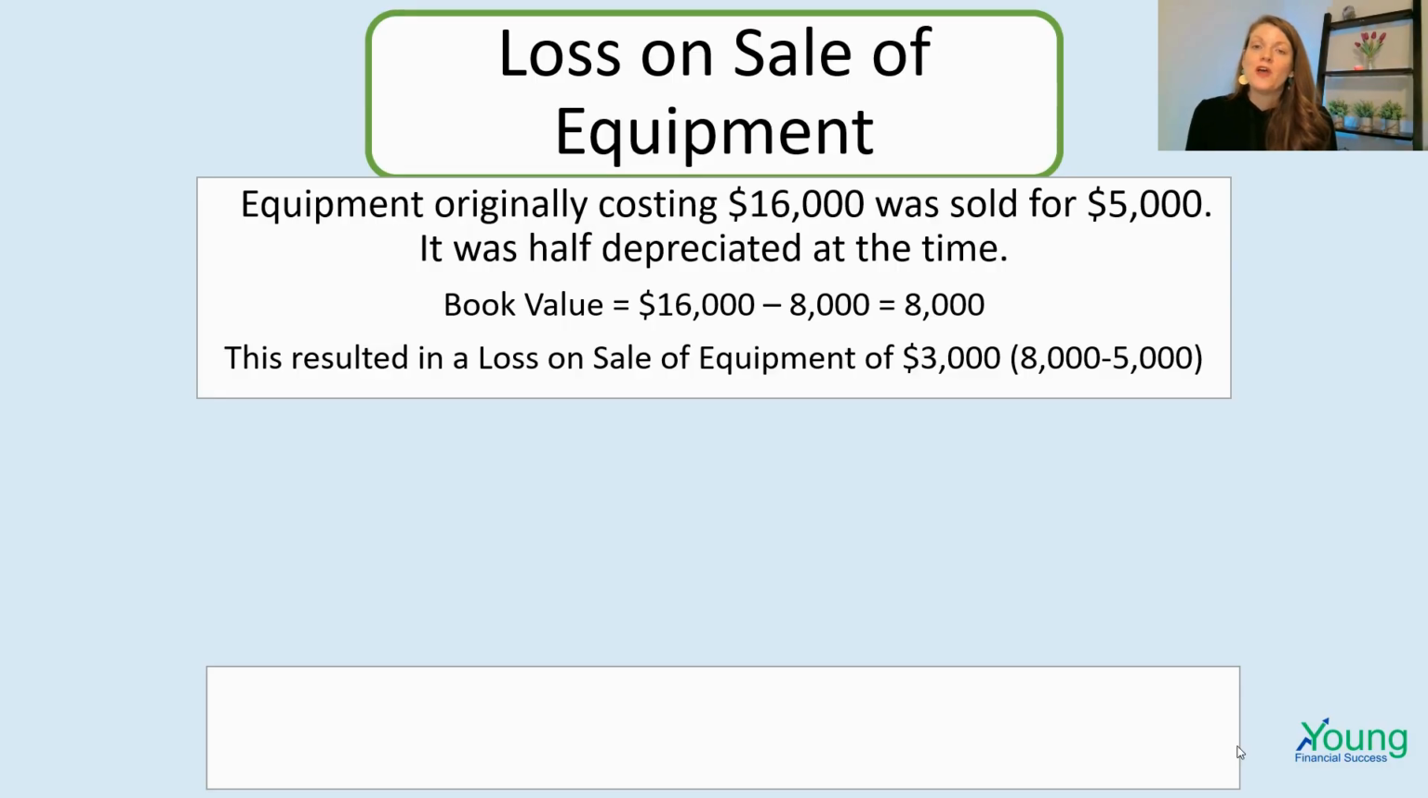Okay, so we're going to find the book value. The book value is going to be the historical cost of the asset. So it cost us $16,000 minus any accumulated depreciation. Well, they said they depreciated 8,000 of it. So the book value is what's left over. We have 8,000 left over. They depreciated half of it, so we still have a book value of 8,000.